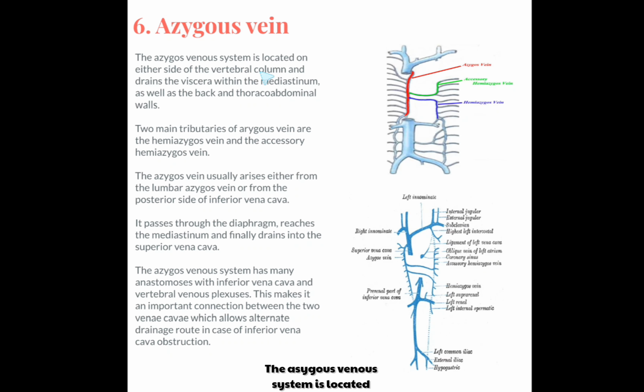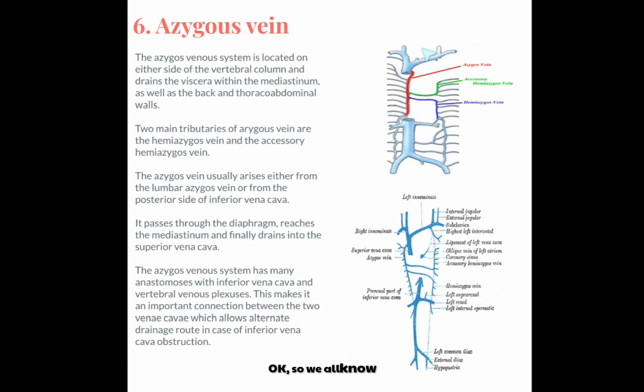The azygous venous system is located on either side of the vertebral column and drains the viscera within the mediastinum, as well as the back and thoraco-abdominal walls. They have said that the azygous vein drains most of the viscera within the mediastinum and also the back and the thoraco-abdominal walls.